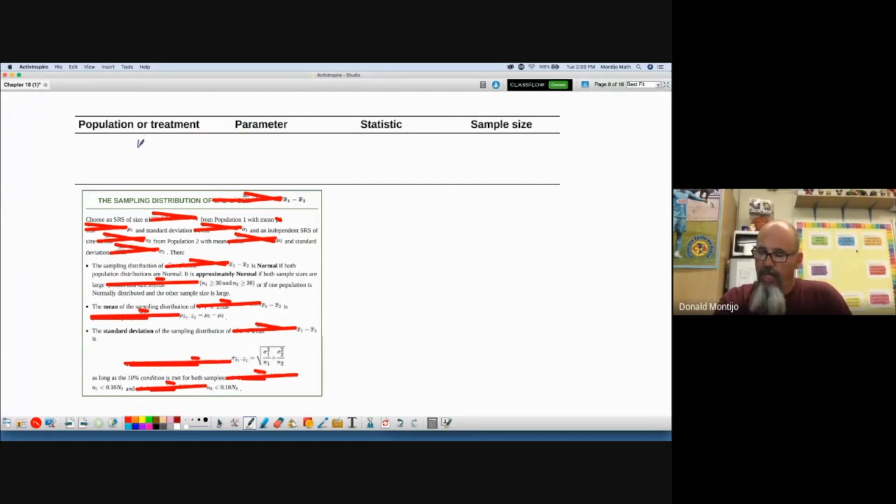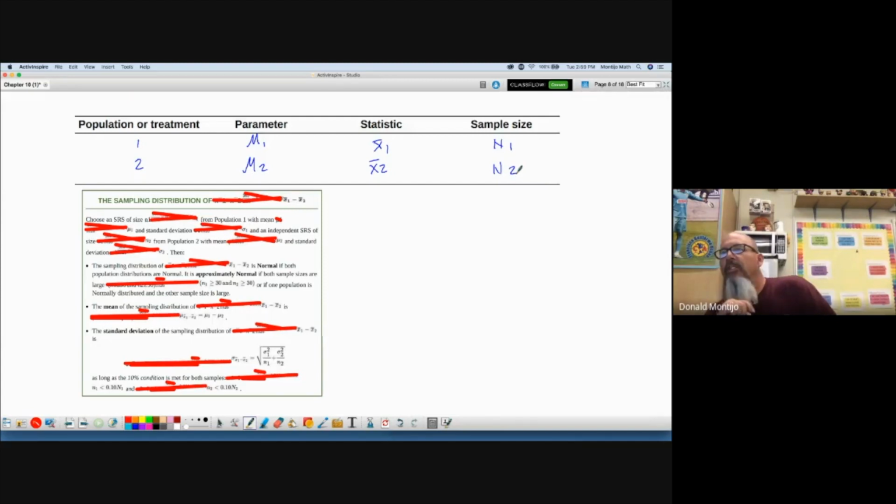So we have two populations, 1 and 2. What is the parameter of population 1? Well, it's mu1. The parameter for population 2 is mu2. What statistics are we going to be using to estimate these? Oh, well, x bar 1 is the unbiased estimator of mu1. X bar 2 is the unbiased estimator of mu2. The sample size 1, n1, and the sample size for population 2 is n2.